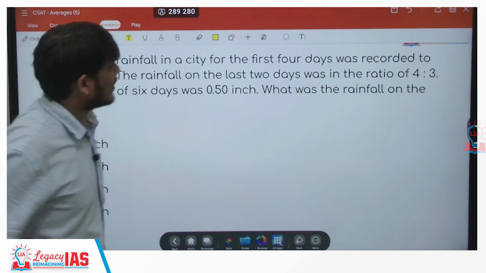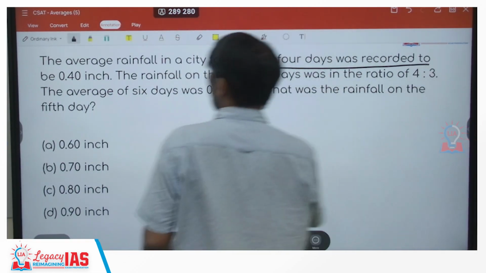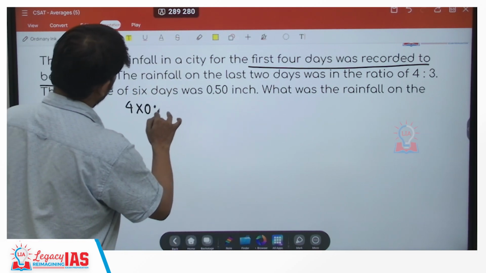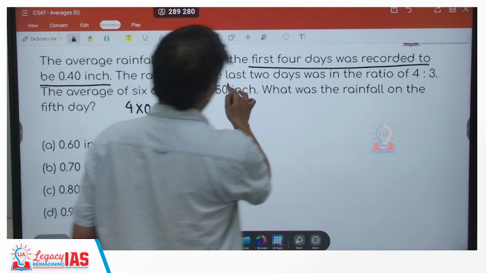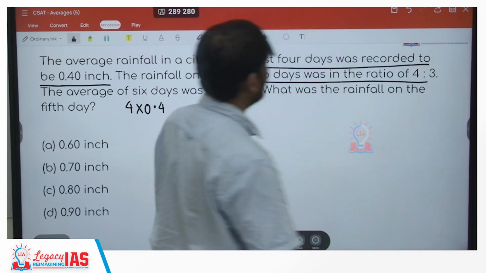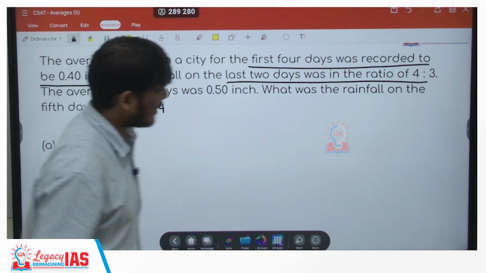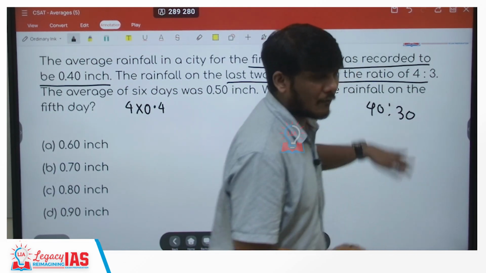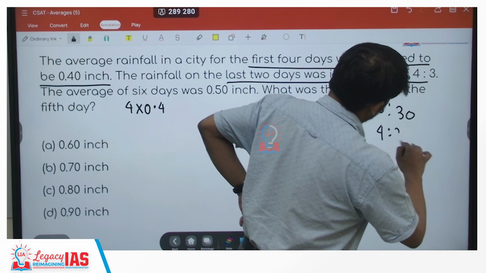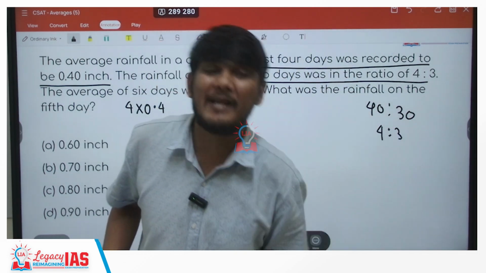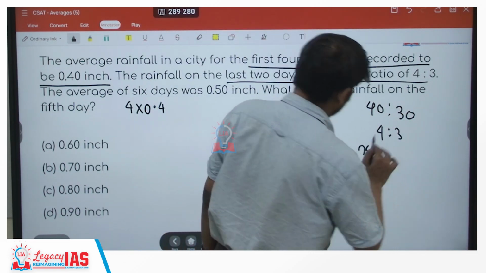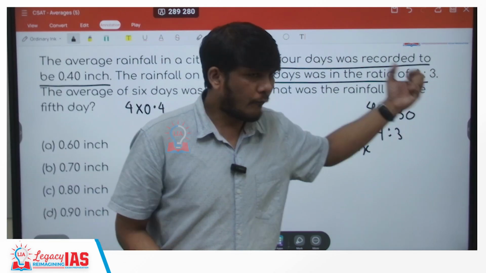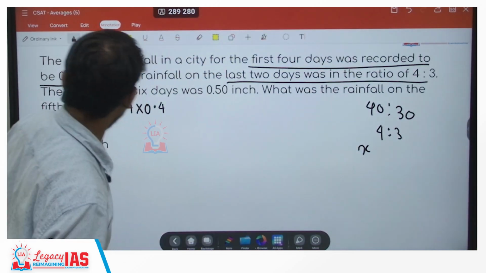The average rainfall in a city for first 4 days was recorded to be 0.4 inches. First 4 days, 0.4 inches. The rainfall on the last 2 days was recorded in the ratio of 4:3. 4:3 means it can be 40-30. So when you convert it into ratio, it is the ratio of 4:3. So there will be some common multiple. Let that common multiple be x. Okay. So in the next 2 days, it was 4x and 3x.